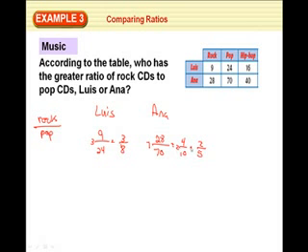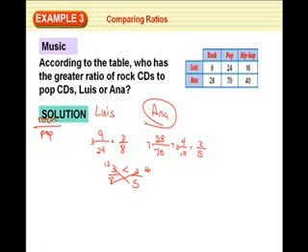According to the table, who has the greater ratio? So 3/8, basically we have to compare 3/8 and 2/5. I don't know if you guys remember that trick where you do the cross products. 15 is less than 16, so Anna has the greater ratio. That fraction is bigger.